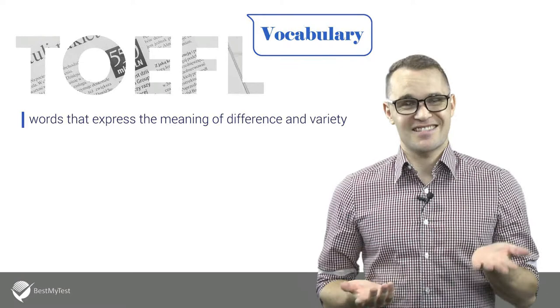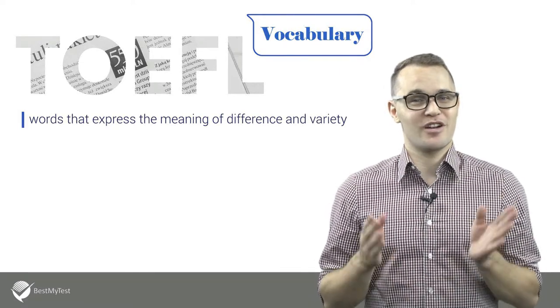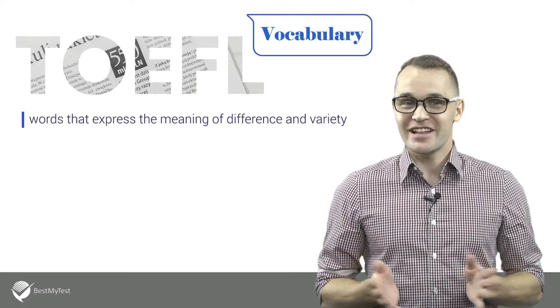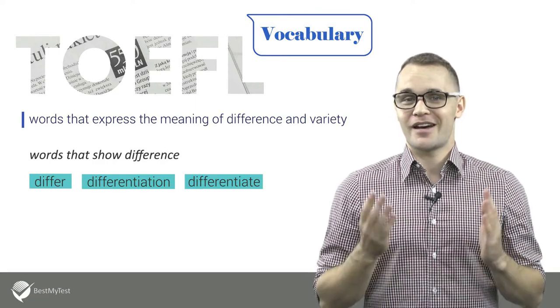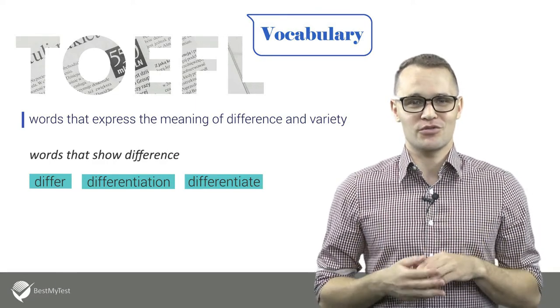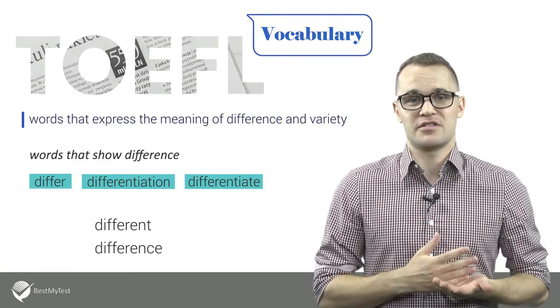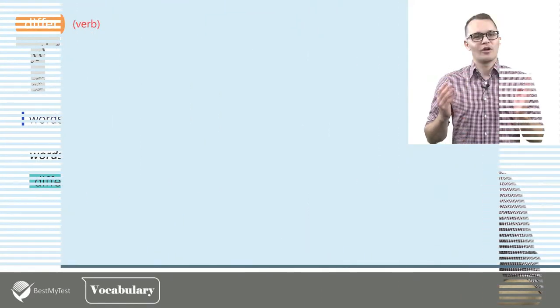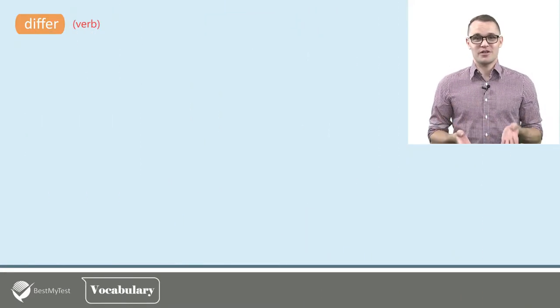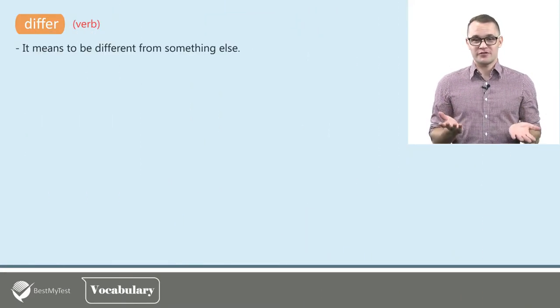Whew, that's a lot of words already, but we are not done yet. We still haven't looked at the second group of words, which talks about difference. I suppose most of you know how to use the words different and difference, so we won't cover these two in the video. Okay, the first word in this group is the verb differ. To differ means to be different from something else.